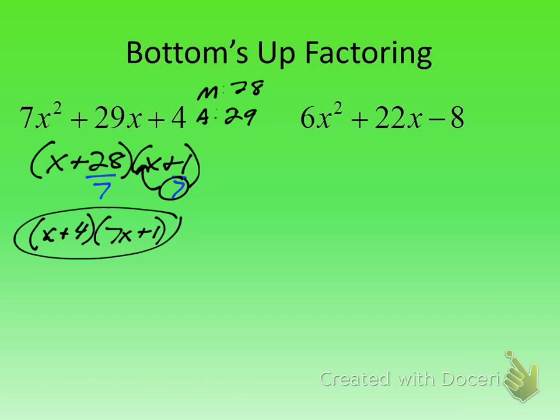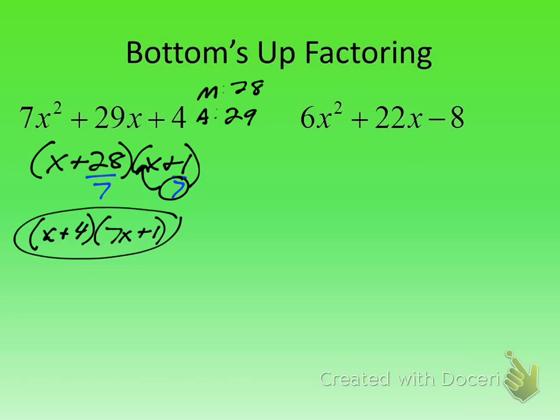All right, now for the last one, the second one up here. 6x squared plus 22x minus 8. I put this one on the same slide on purpose. Does anybody notice something about it? One's negative. It's a negative. Okay. So that changes our signs. Right? Makes one positive, one negative, right?